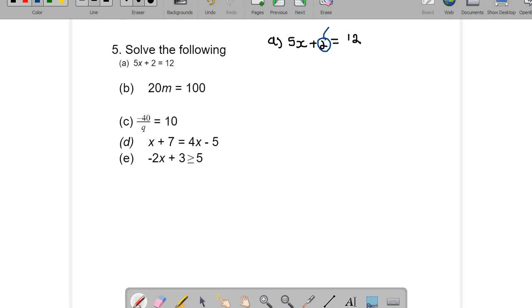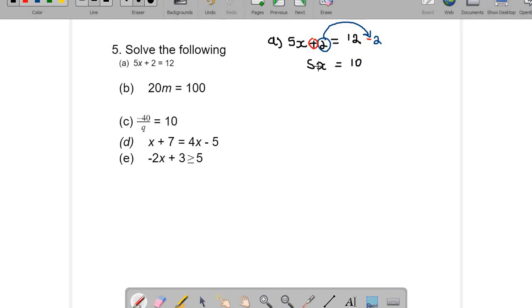Now what you can do, you can just bring this number over to the other side of the equation and change the sign. Sorry, you're going to change the sign that is in front of it to the opposite sign. So the opposite of add would be subtract or minus. And we're going to write the 2 on the other side of the equation. Remember the 2 is no longer on this side. So we're going to write what we have left. 5x is equal to 12 minus 2 would give you 10.